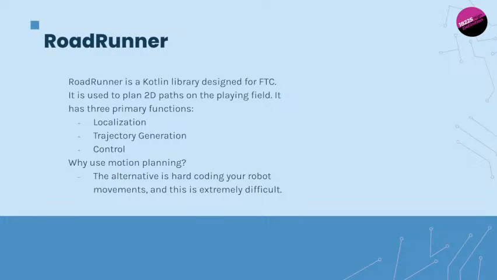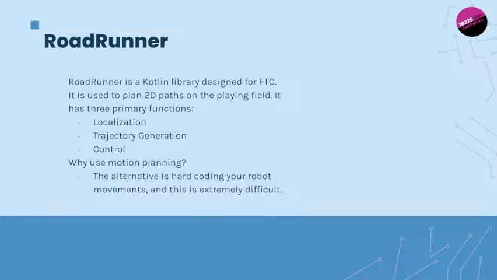The question was, when you're providing these variables, does it help Roadrunner plan the path better? And the answer is yes. So basically, tuning is used for more accurate robot movement, right? The better you tune, the more accurate you're going to be moving the robot.